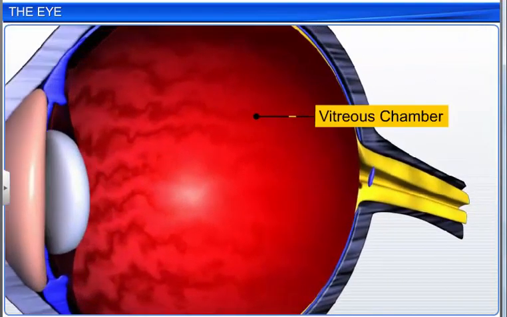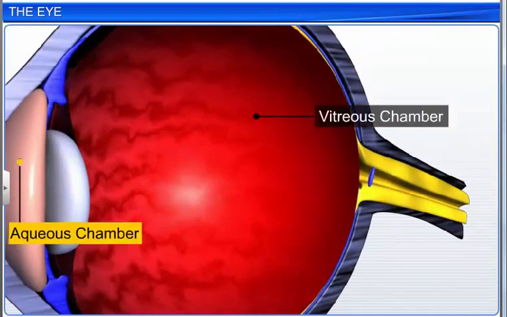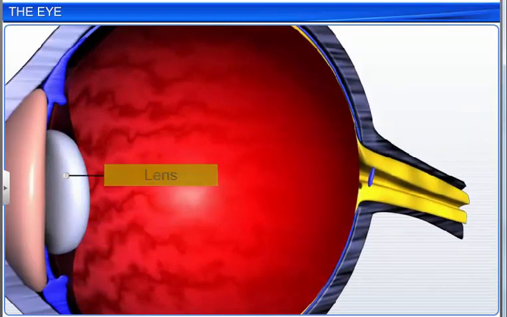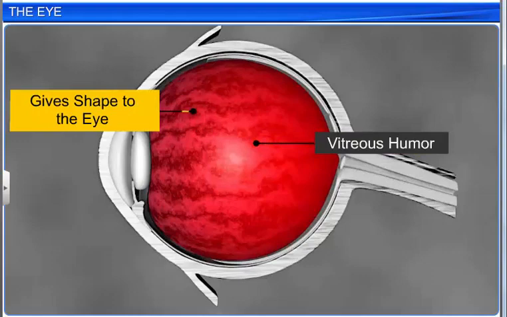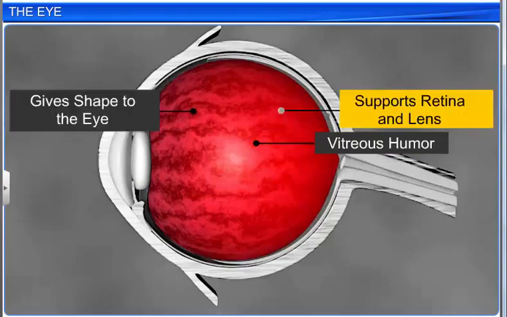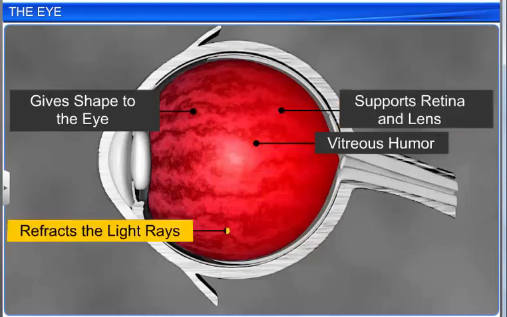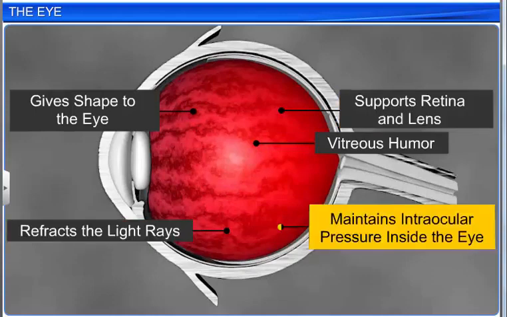The vitreous chamber is larger than the aqueous chamber and lies between the lens and retina. It is filled with a transparent gel called vitreous humor that gives shape to the eye, supports the retina and lens, refracts light rays, and maintains intraocular pressure inside the eye.